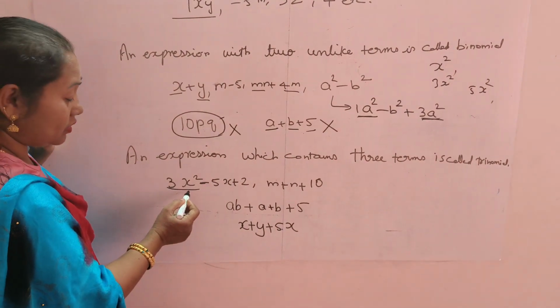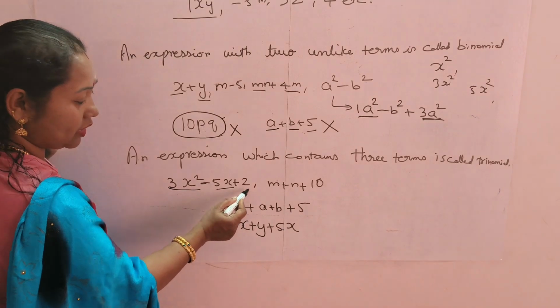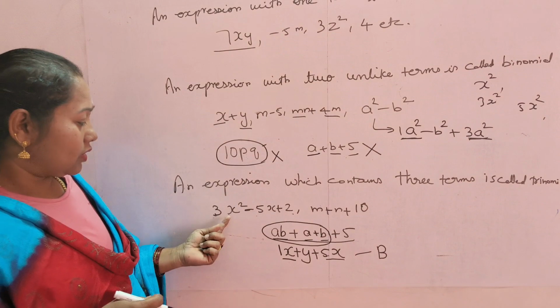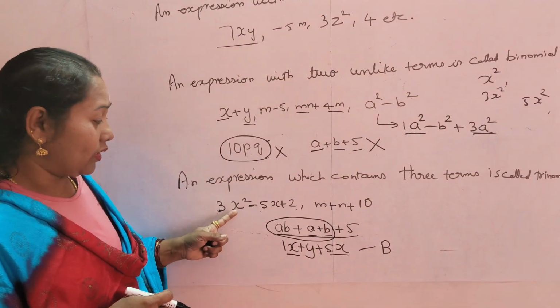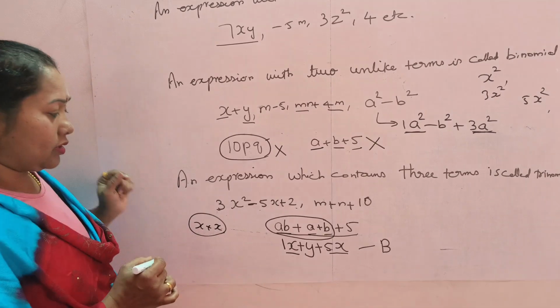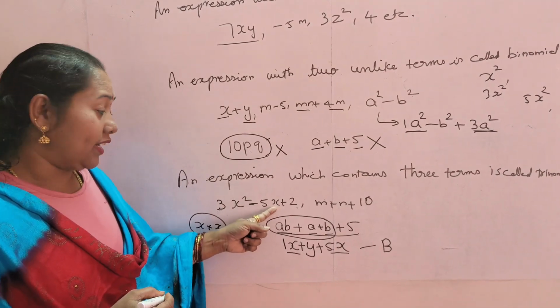Its variable is x squared. And this is 5x and this is 2. So this is a trinomial. Here the variable is x squared. X squared means x into x, that is x squared. And this one is x, this is entirely different.